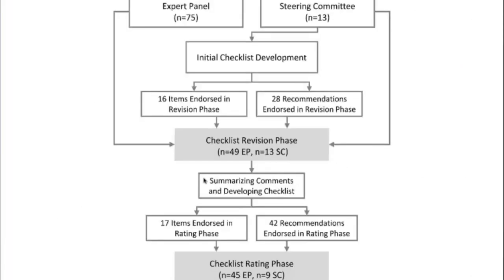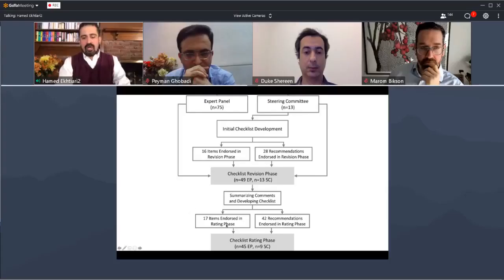So as soon as we ended up with a full draft of the checklist, we shared the checklist with the expert panel and the steering committee again, and asked them to rate the items and recommendations that we have. So we ended up having 17 items and 42 recommendations. And we received ratings from 45 experts and 9 members of the steering committee in the rating phase.